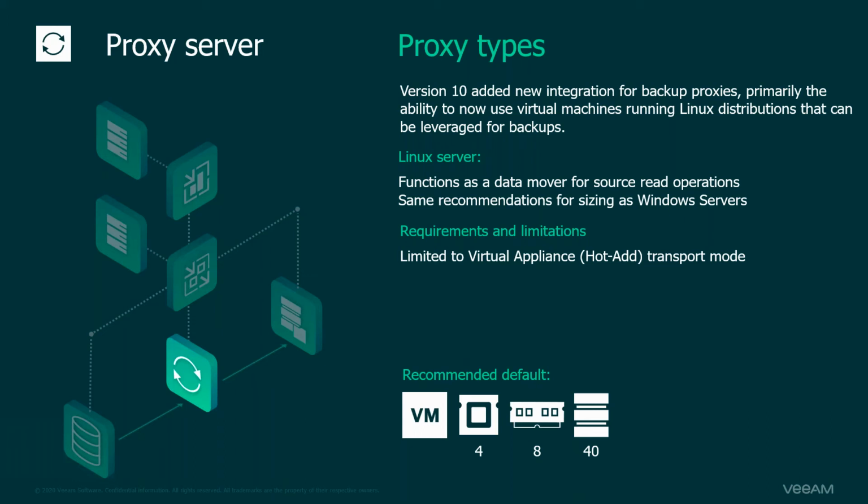So our Linux appliances will get that virtual disk added to it, do the backup, detach that virtual disk, and continue on. We'll talk about the recommended defaults here, but for virtual machines, the recommended defaults are 4 CPU and 8 gig of RAM.